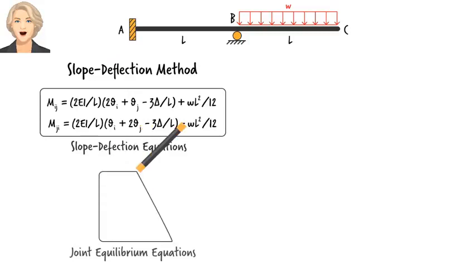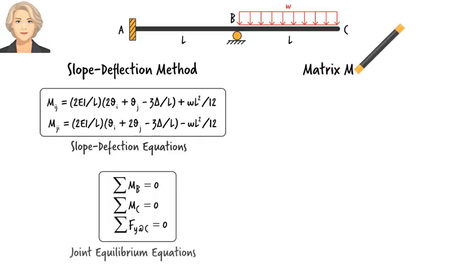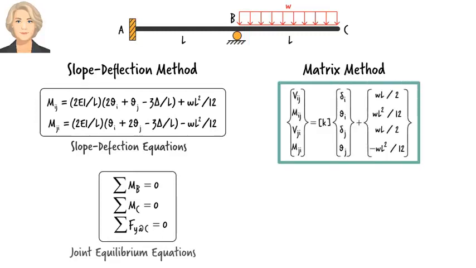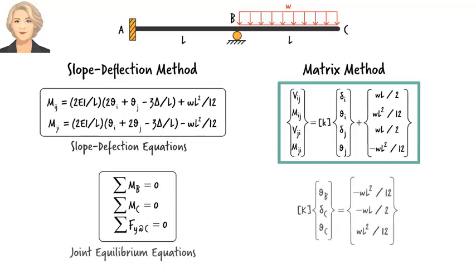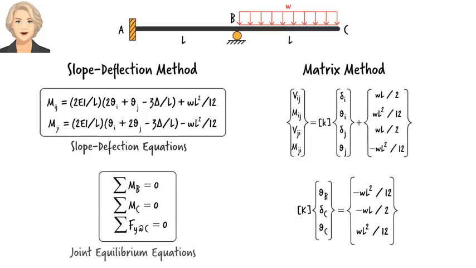Then, we would have used the joint equilibrium equations to find the unknown rotations and displacements. In this lecture, we are going to, more or less, follow the same process, but we'll do it using matrices. First, we write an expanded version of the slope deflection equations for each structural member in matrix form. Then, we combine the member matrices to form the joint equilibrium equations, also in matrix form. The solution for this system of linear equations is the set of unknown slopes and deflections at the joints of the structure, which can then be used to compute member end forces.